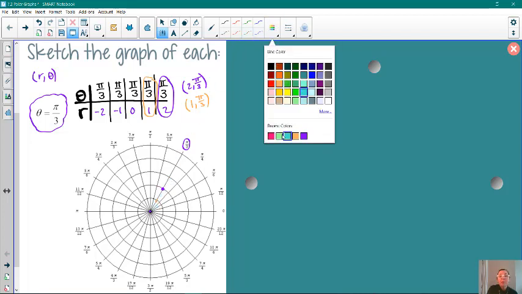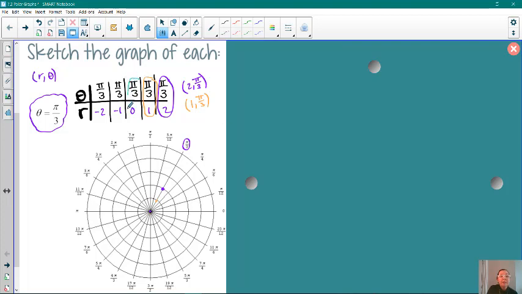Then we have the ordered pair 0, pi over 3. I have some lovely Easter colors going today. So I'm going towards pi over 3, but not really, because if my r is 0, I'm just sitting here on the pole. When we are talking about rectangular coordinates, that would be the origin. When we are talking about polar coordinates, that location is called the pole.